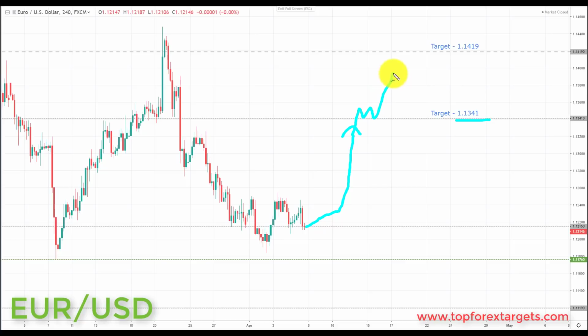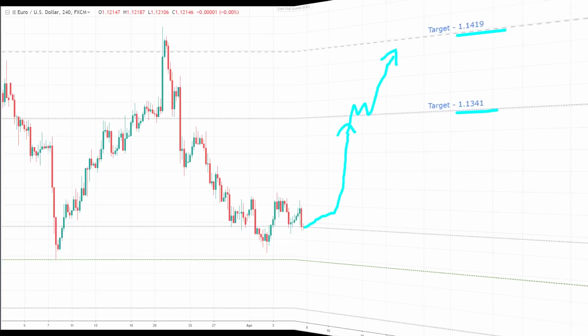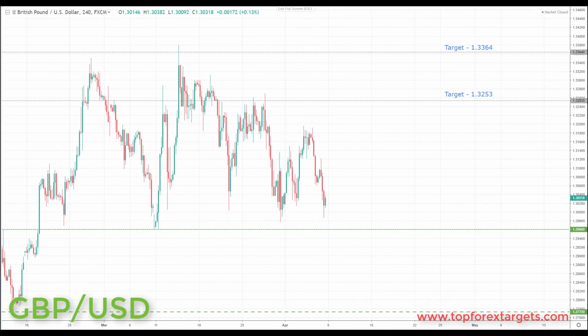And if we can get a breakthrough here, we're going to be looking up towards the next key area of resistance to the upside in target 2 at the 1.1419. So next market we're going to look at is pound dollar.